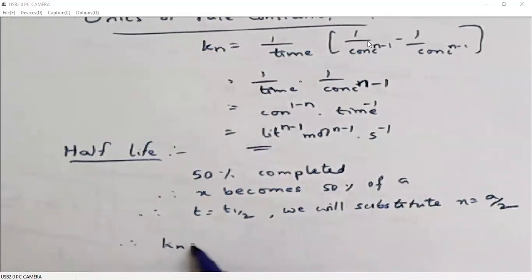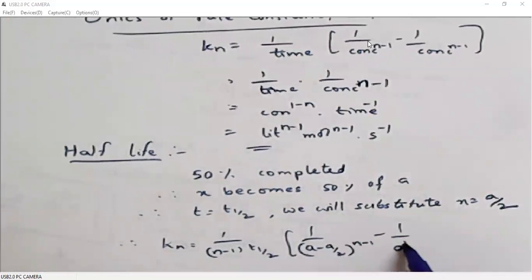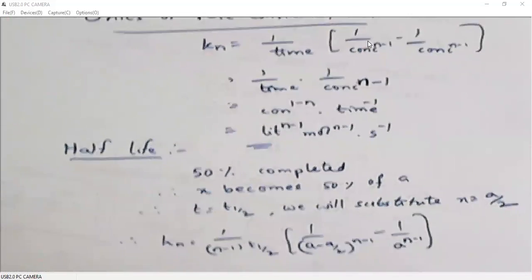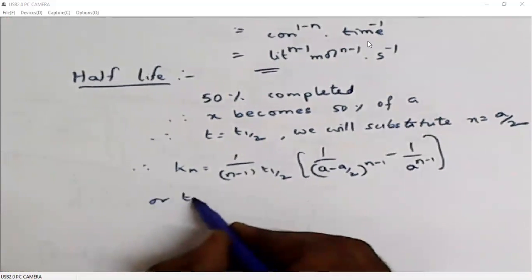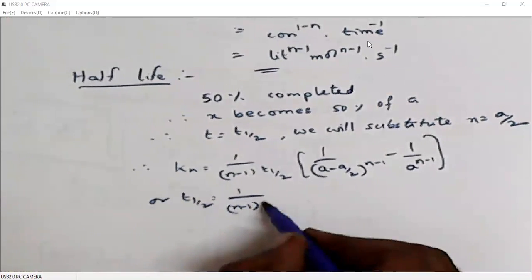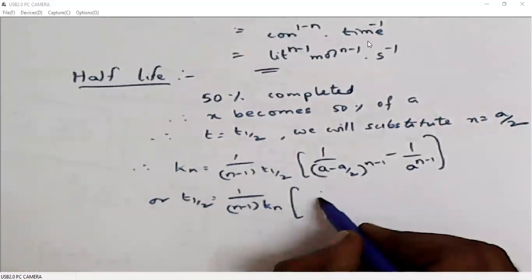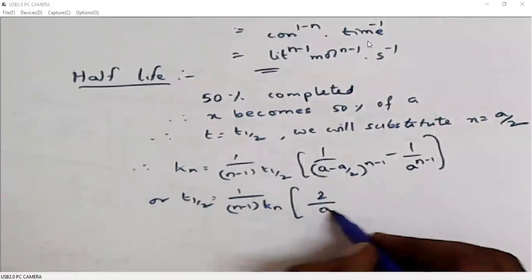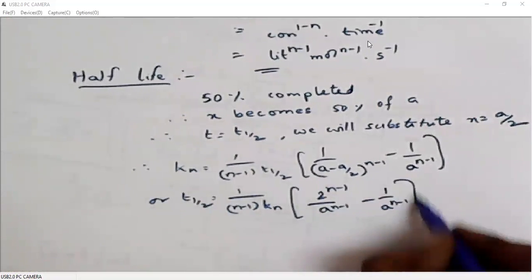Therefore, Kn is equal to 1 by n minus 1, into 1 by (A minus A by 2) whole power n minus 1, minus 1 by A power n minus 1, all divided by T half. Now we will simplify it, or rearrange it, to get the half-life expression. T half this side becomes the numerator, Kn this side becomes the denominator. A minus A by 2 is A by 2, whole power n minus 1, by n minus 1, minus 1 by A power n minus 1.